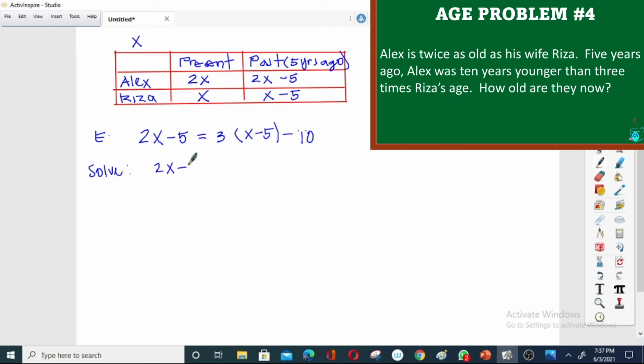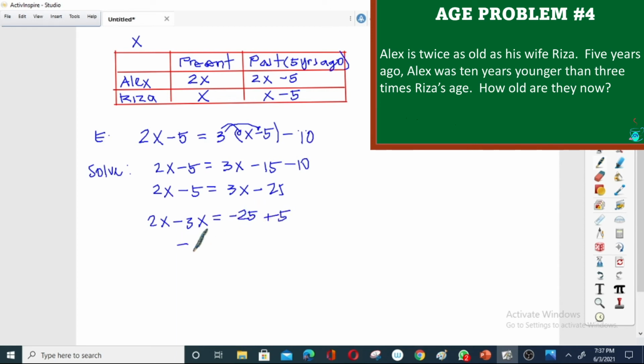So 2x minus 5 is equal to 3x, distribute, minus 15 minus 10. So 2x minus 5 is equal to 3x minus 25. Transpose 3x to the left, it becomes negative. Transpose negative 5, it becomes 5. So negative x is equal to negative 20, since 2 minus 3x is negative x and negative 25 plus 5 is negative 20.